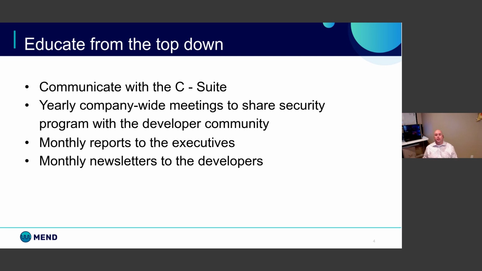Monthly reports to the executives. Going back to the communication with the C-suite, monthly reports to the executives is very important. The reason why is because keeping the executives in the loop, where you stand with the program today, is very crucial. The reason for that is because if you have a team or teams that are struggling to put resources together to resolve security issues, these reports can help that.